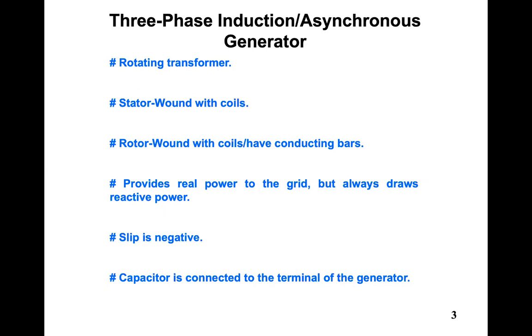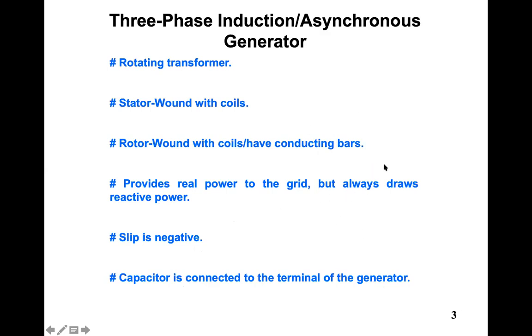Induction motor and induction generator both have variable speed. That is the reason I was giving you the example of connecting a wind turbine, because the realistic application for the induction generator is with wind generator systems. For most wind generators, they use the variable speed induction machine. Although there are some synchronous generator applications, mostly all over the world they use the three-phase induction generator with the wind turbine. I have written down all properties here. Manoj, look at bullet number 4: the three-phase induction generator provides real power to the grid, but always draws reactive power. Slip is negative. A capacitor is connected to the terminal of the generator. So these are the properties.